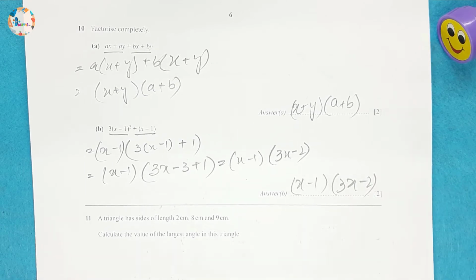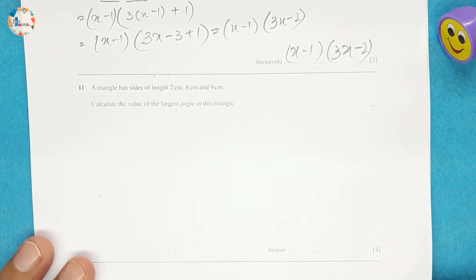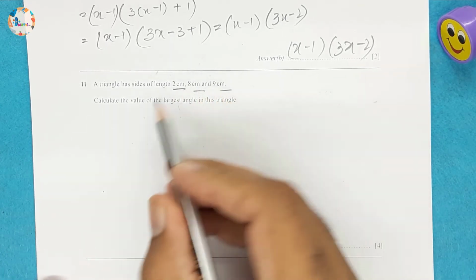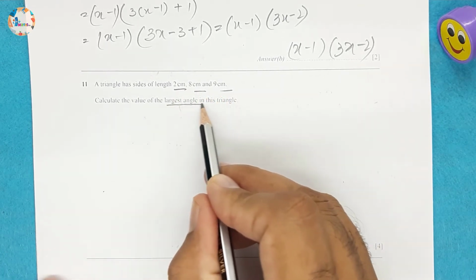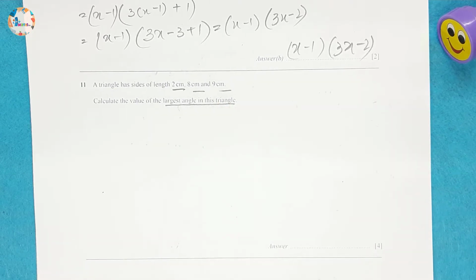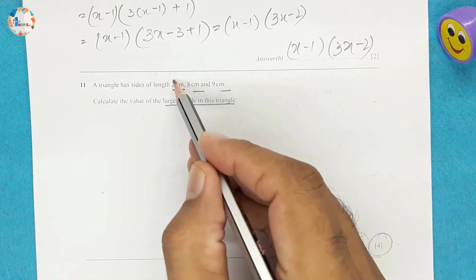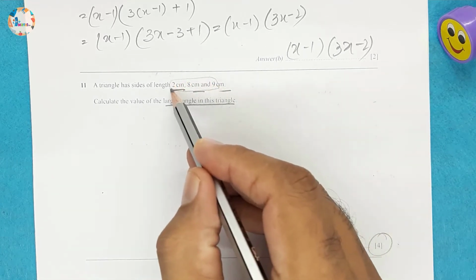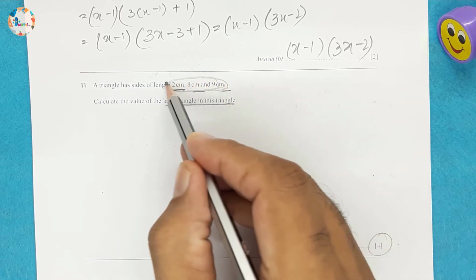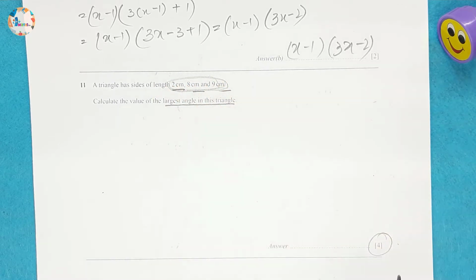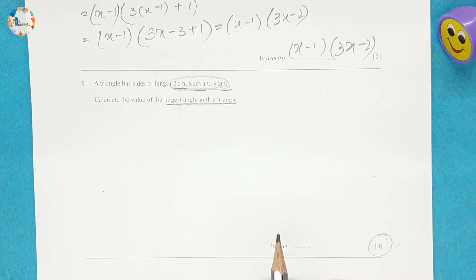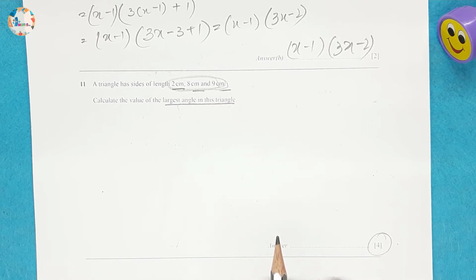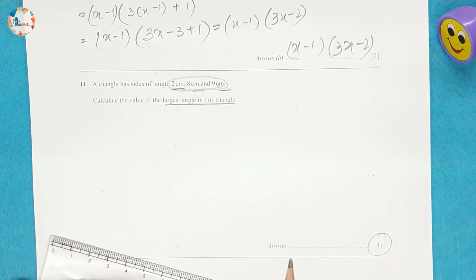Question number 11, a triangle has sides of length 2 centimeters, 8 centimeters and 9 centimeters. Calculate the value of the largest angle of this triangle. This is a 4-mark question, and we have to solve it carefully. So first we have to figure out which two sides the largest angle will be between. This is our target. Once we find the largest angle, which is between two sides, it will be easier to find.